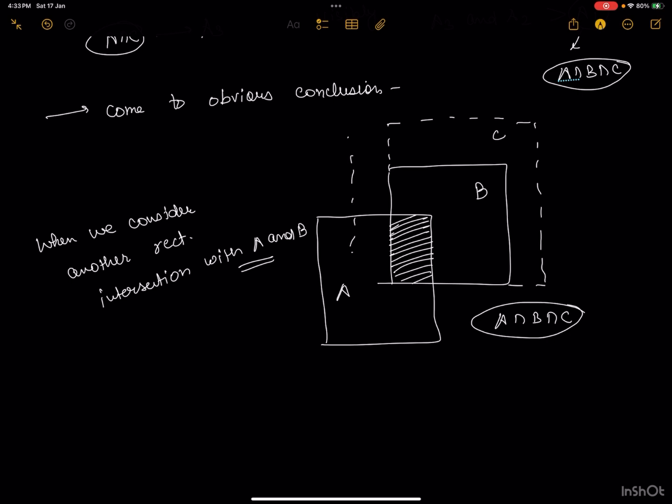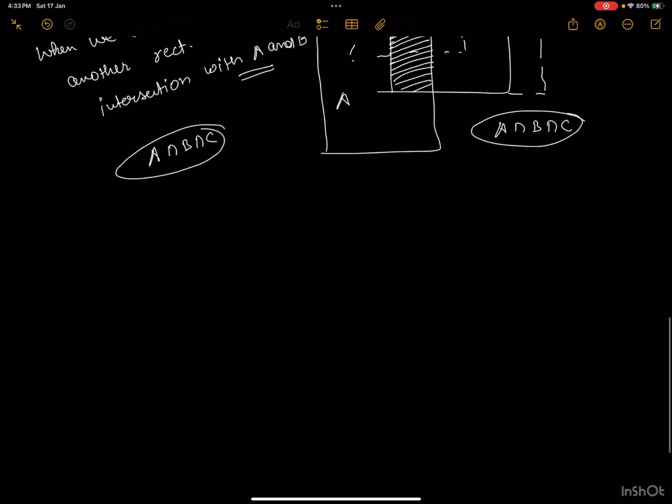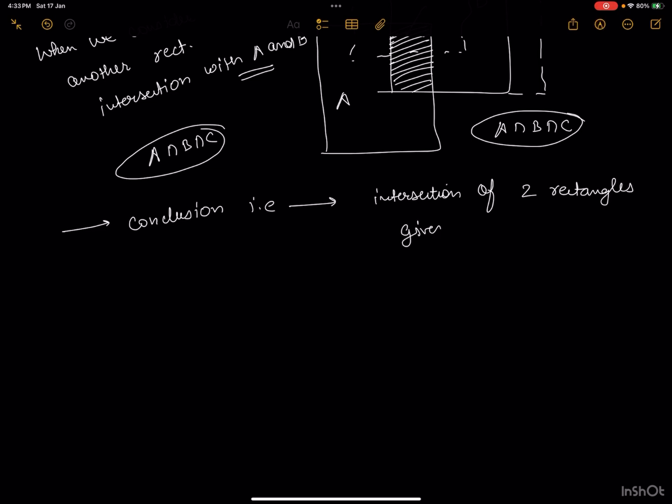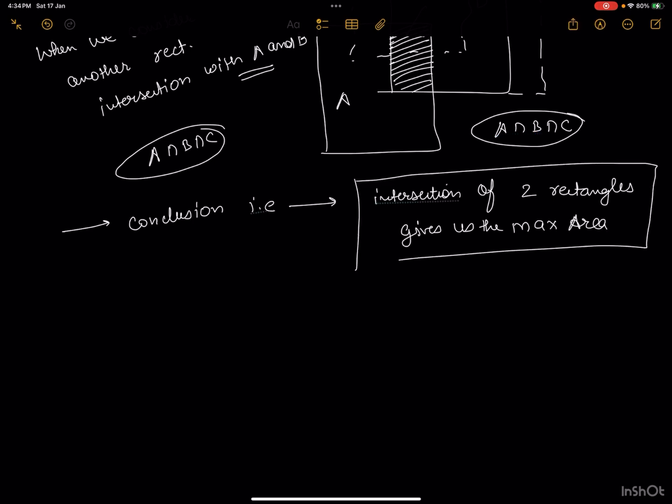In that scenario, this area would decrease when we consider A intersection B intersection C. So we get a conclusion from this, that is, intersection of two rectangles gives us the maximum area. This is one of the conclusions that we get, that intersection of two rectangles gives us the maximum area.